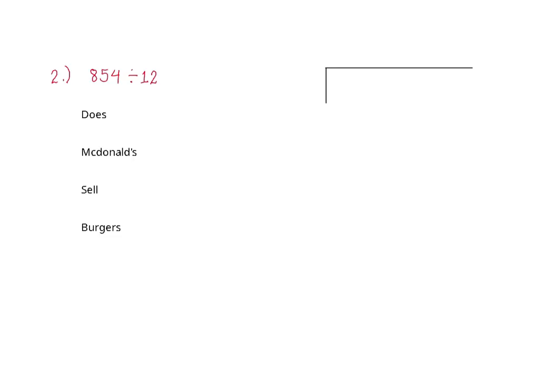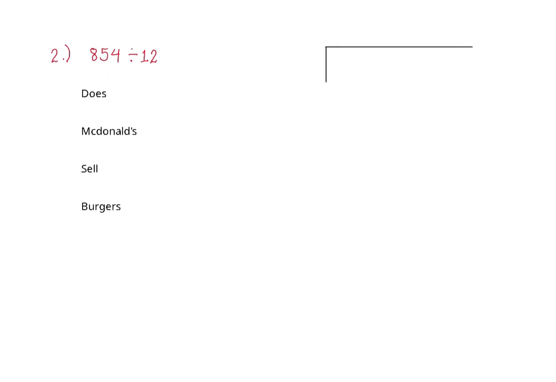854 divided by 12. Write the problem in long division format again. Start by setting up 854 divided by 12 with 854 inside the division box and 12 outside. This helps us organize our work. Now take note, can we divide 8 by 12? No, we can't because 8 is smaller than 12. So we need to include the next digit, which is 5, making it 85.